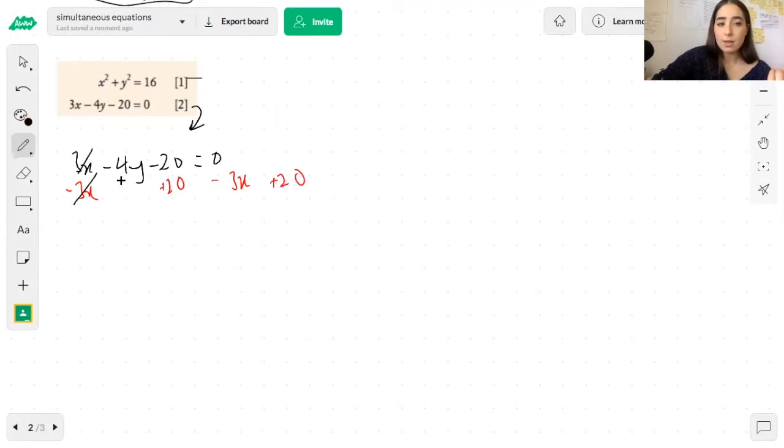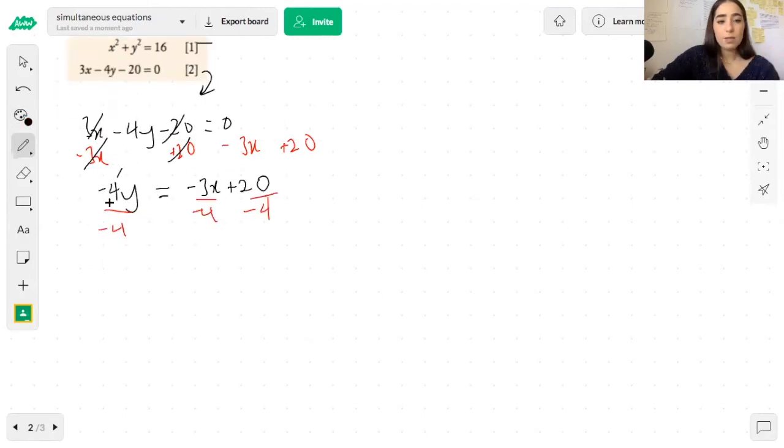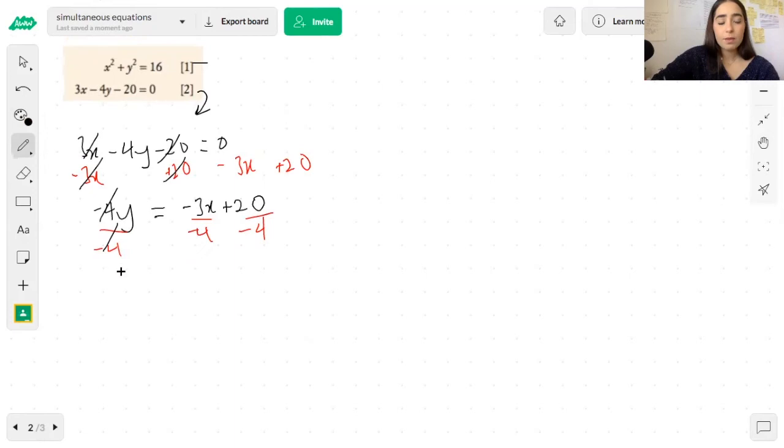So these cancel, leaving me with minus 4y. These cancel, and then the right-hand side just becomes minus 3x plus 20. Okay, now the last thing we've got to do is divide everything by -4. So these cancel. I'm left with y equals, now -3 over -4 is 3 over 4x, and 20 over -4 is -5. So this now becomes my equation 3.